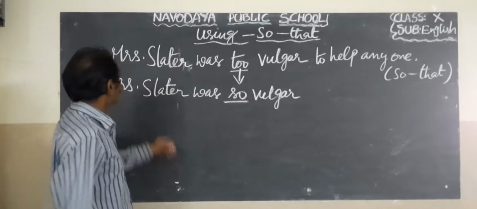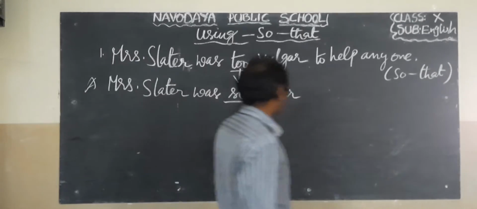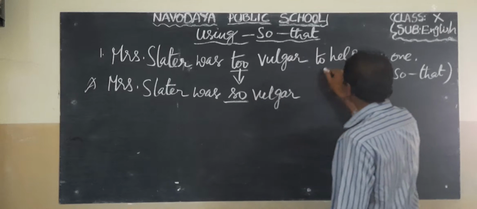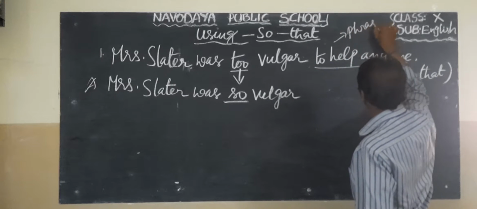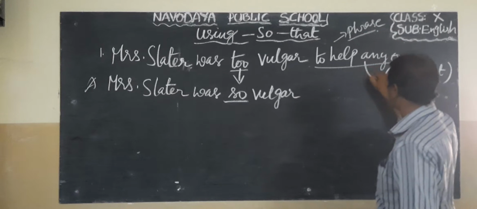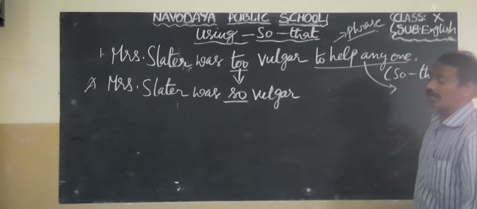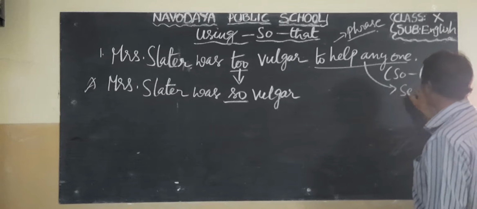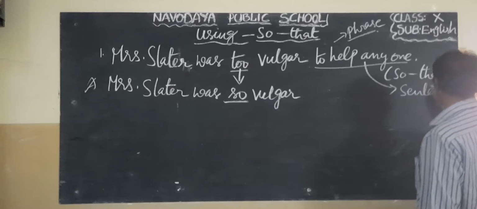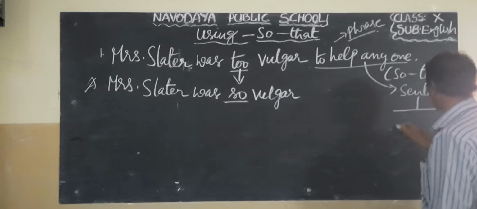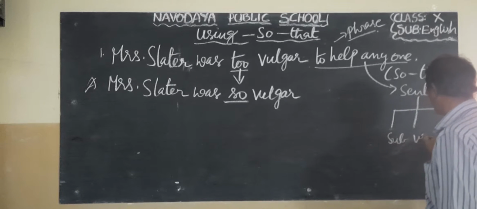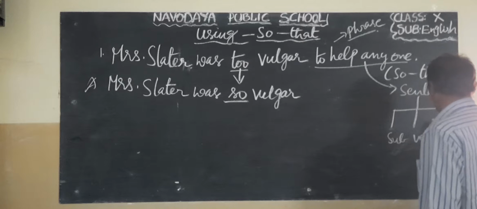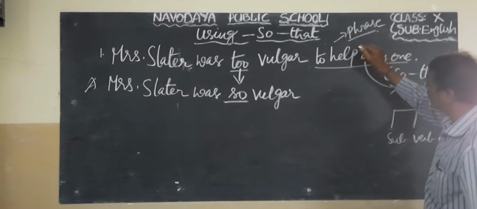Okay, children. So here, Mrs. Slater was too vulgar means here is one sentence. "To help anyone" is a phrase. There's no subject. So here the phrase became a sentence. You know, children, a sentence has three elements: subject, verb, and object. So this is a phrase.